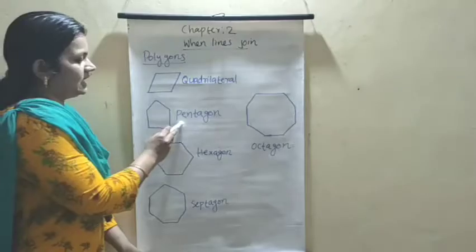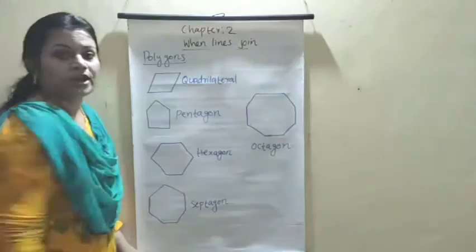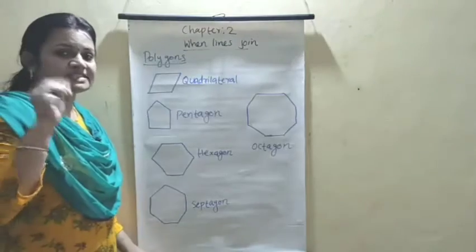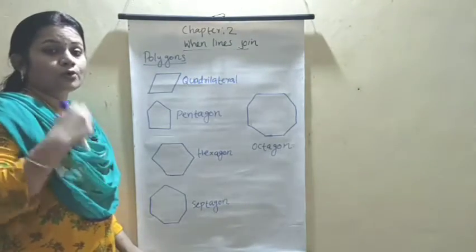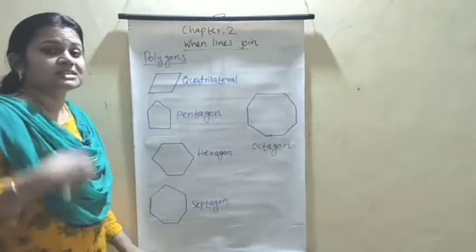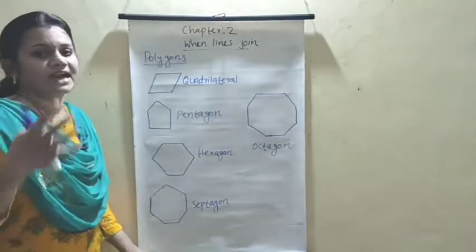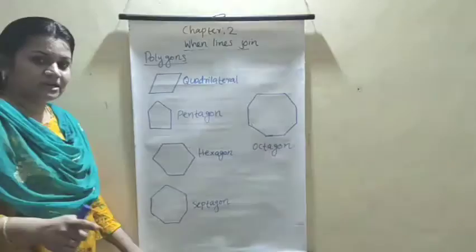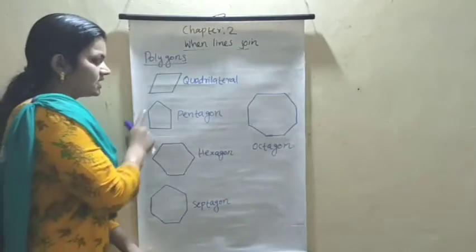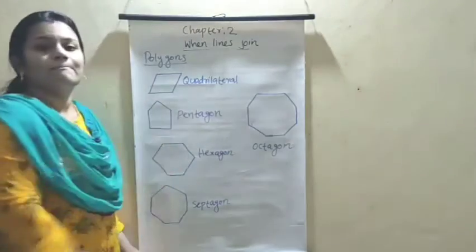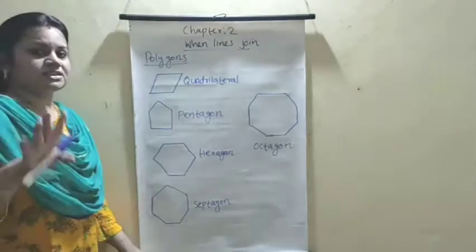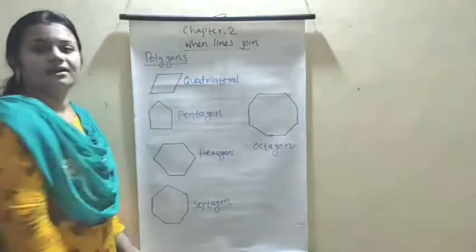How do we read this? P-E-N-T-A-G-O-N, pentagon. A pentagon has how many sides? 5 sides. We name the figures according to the number of sides. 4 sides are called quadrilateral. Figures with 5 sides are called pentagon.